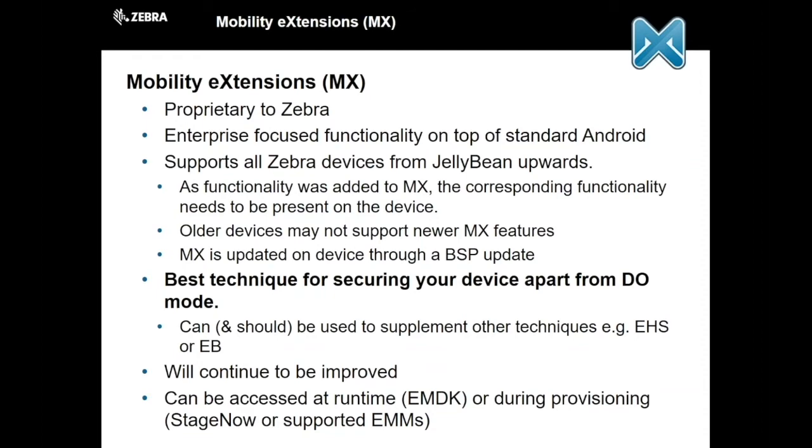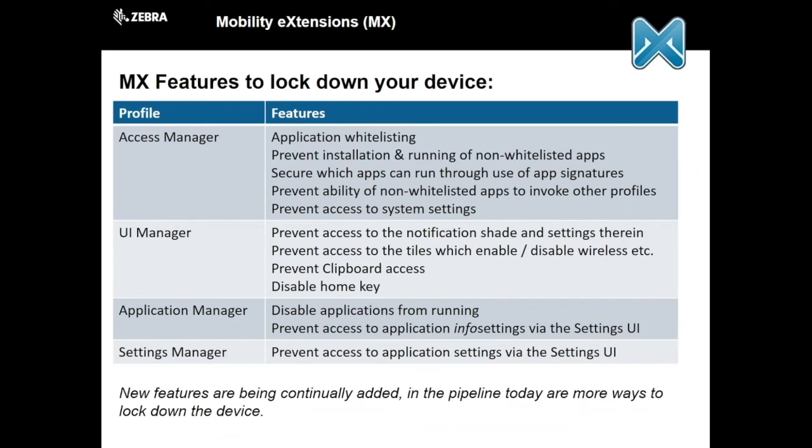So having just gone on about what MX is, probably a bit too long, although it has about 20, 30 profiles or managers, the 4 managers that I wanted to call out here, which help us lock down the device, are the Access Manager, which provides a whitelisting feature for applications, prevents installation of certain applications, or even prevents running. App signatures, that was the phrase I was trying to think of on the previous slide. So you can specify the signature of the app which can run. It's the best way to prevent access to the overall system settings. UI Manager, you can prevent the notification shade from coming up, prevent the tile UI.